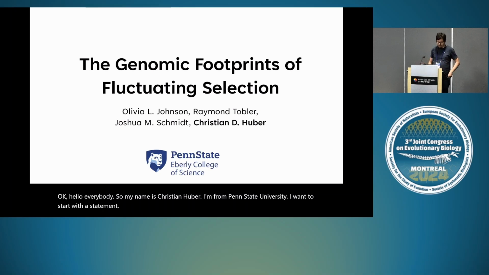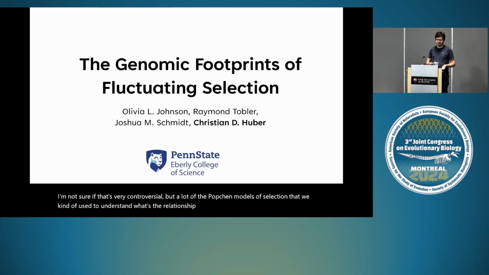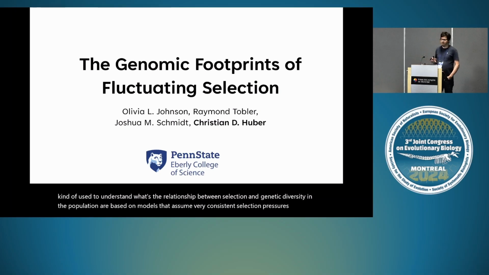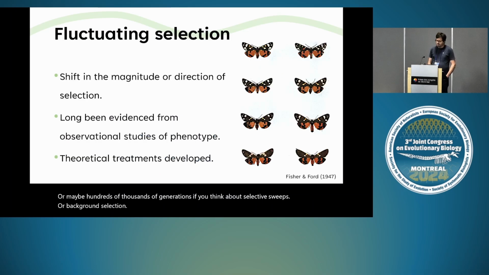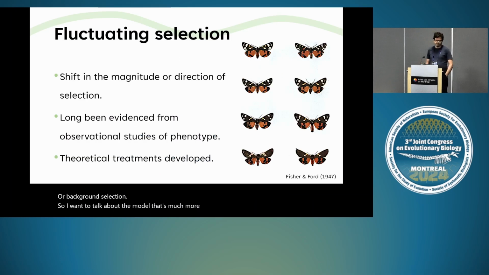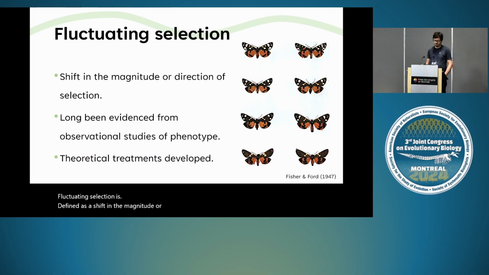I'm not sure if that's very controversial, but a lot of the PopGen models of selection that we use to understand the relationship between selection and genetic diversity in the population are based on models that assume very consistent selection pressures, over maybe hundreds or thousands of generations, if you think about selective sweeps or background selection. So I want to talk about a model that's much more dynamic: fluctuating selection. Fluctuating selection is defined as a shift in the magnitude or direction of selection over time.